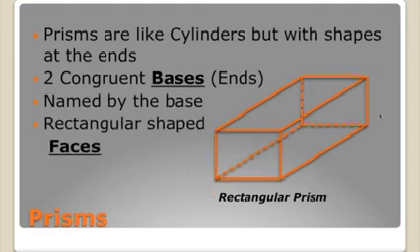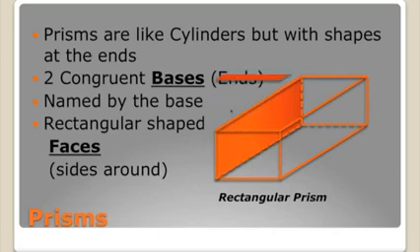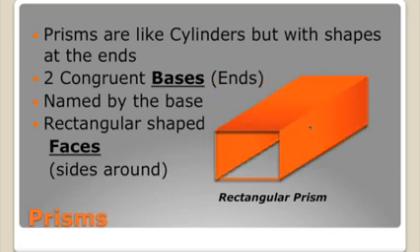You should also know that it has rectangular shaped faces. The faces are the sides around the prism. The bases are the ends, the rectangle that was here and the rectangle that was here, but the faces are the sides around the prism. So it's basically the left side, the top is a face, the right side is a face, and the bottom is a face. Those are all faces, and there's four faces.